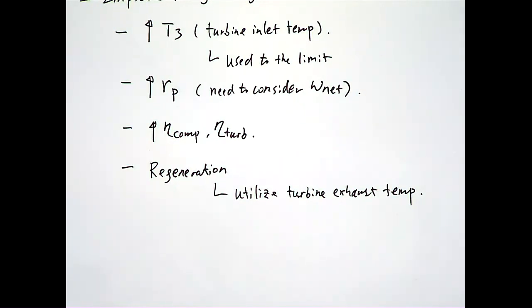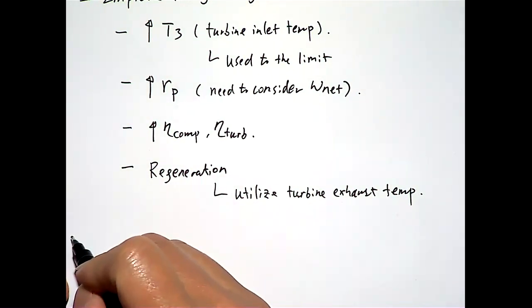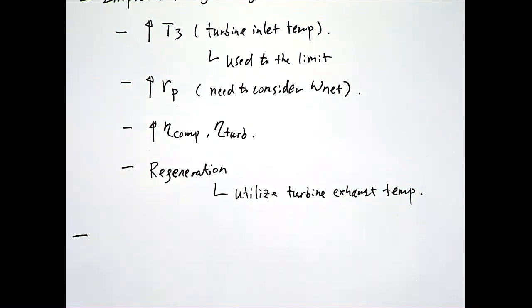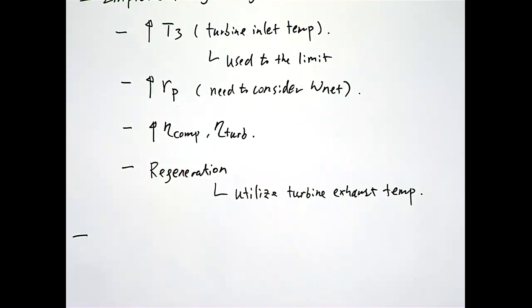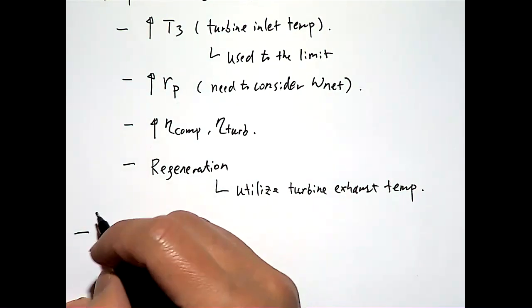Right. So another modification of the basic cycle we can do is a further development on the regeneration. In addition to adding a regenerator, we also add two additional components. One is called an intercooler, between multiple compressors, and the other is a reheater, between multiple turbines. So that's the next thing we're going to discuss.